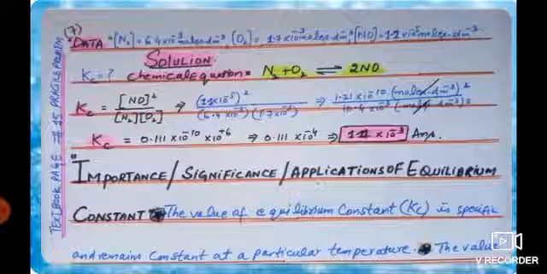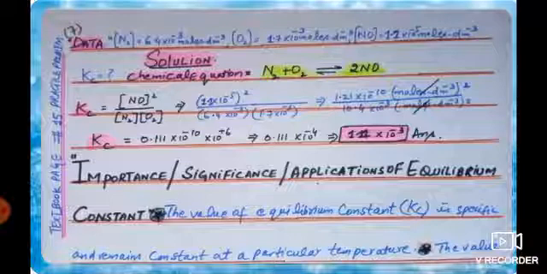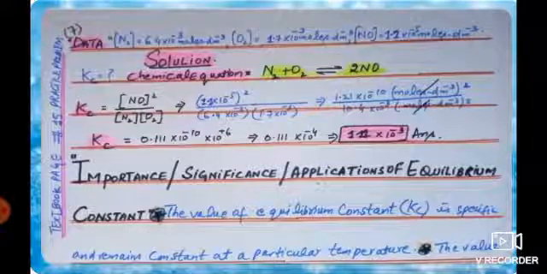Now by putting the values in the expression from the data, we will get the answer of 1.11 × 10^-3, which is the value of Kc. Now the next topic is the importance, significance or applications of the equilibrium constant. The value of the equilibrium constant is specific and it remains constant at a particular temperature. For each reaction, the value of the equilibrium constant will be different, or specific.